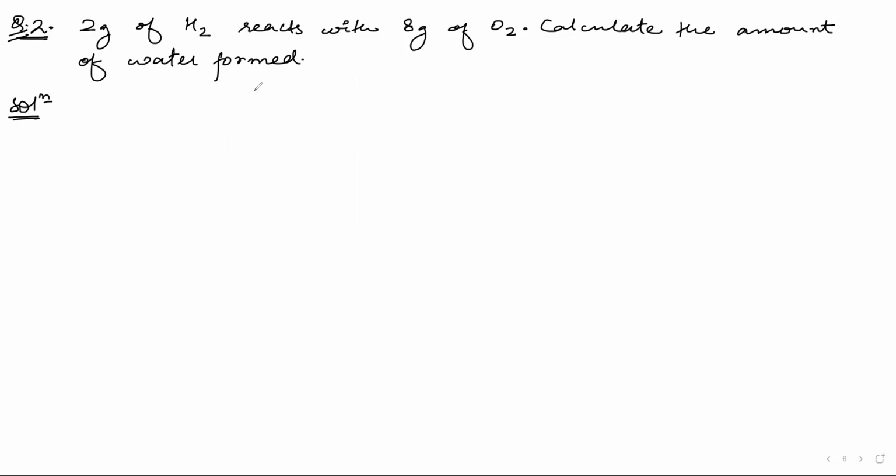The first thing that you will do is the balanced chemical reaction: H2 plus O2 gives you H2O. Now when you have to balance this, there are 2 oxygens, so I will write 2 here, and there will be 4 hydrogens, so I will write 2 here. Okay, this is the balanced chemical reaction.